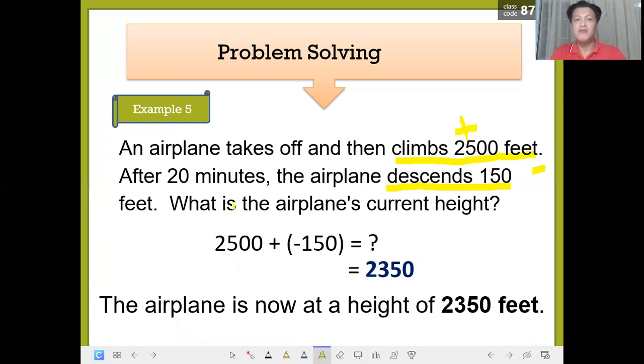So yan lamang po kung paano mag-solve ng problem solving involving the operation of subtraction and at the same time addition. Okay, so with that, I hope you learned something about our lesson today.